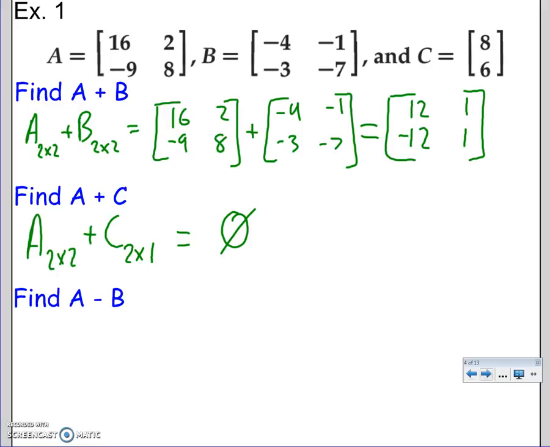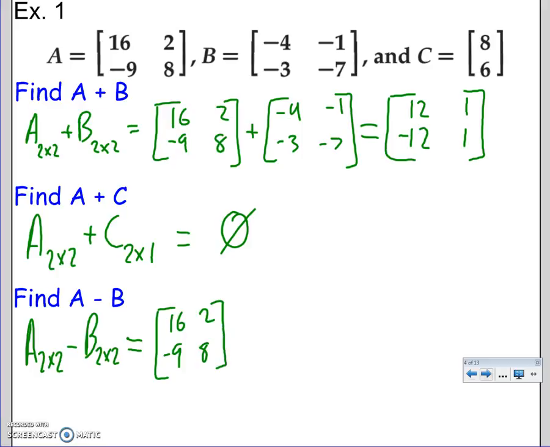Now subtraction is the same idea. So A is a 2 by 2 minus B, which is also 2 by 2, so this is allowed. Now technically, I'm going to get ahead of myself here. There's no such thing as subtraction for matrices. It's just adding. So I'm going to treat this as a scalar. So here's how I'm going to write it. 16, 2, negative 9, 8. Instead, I'll put a minus 1 here and put B. B is negative 4, negative 1, negative 3, negative 7.